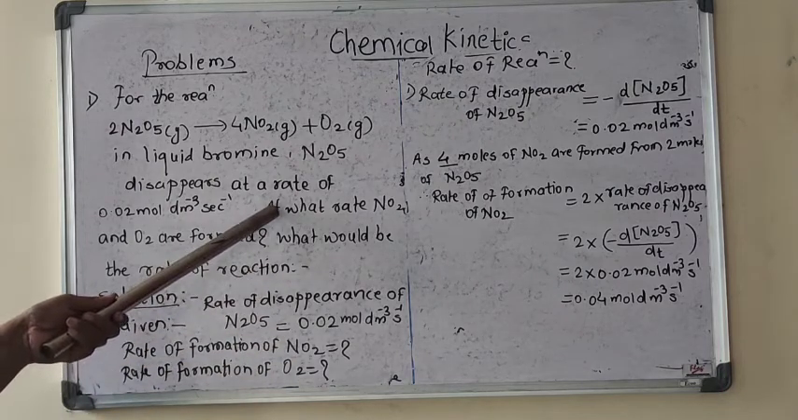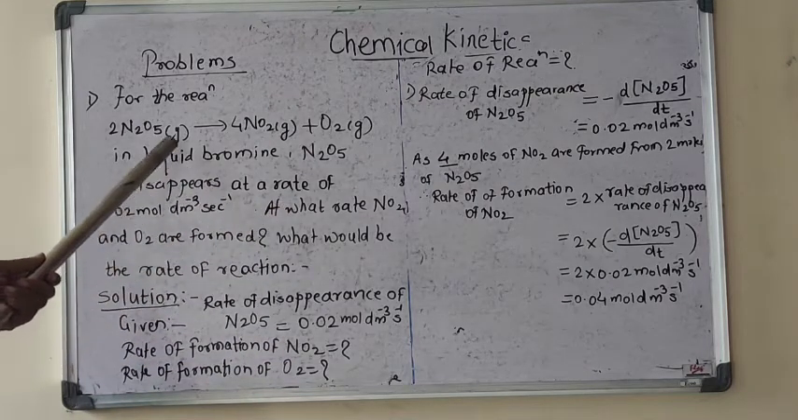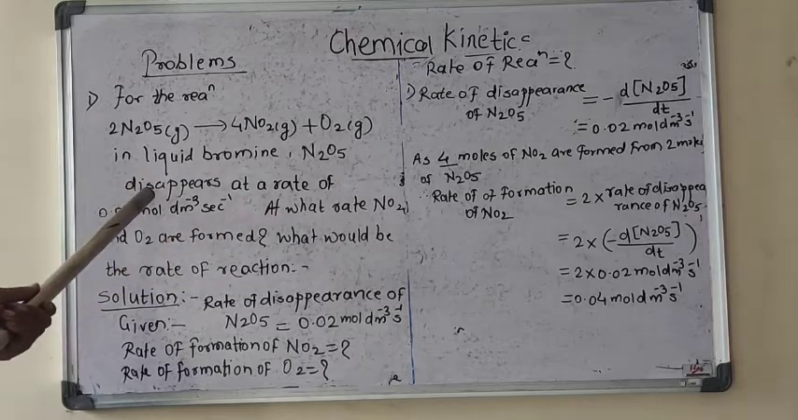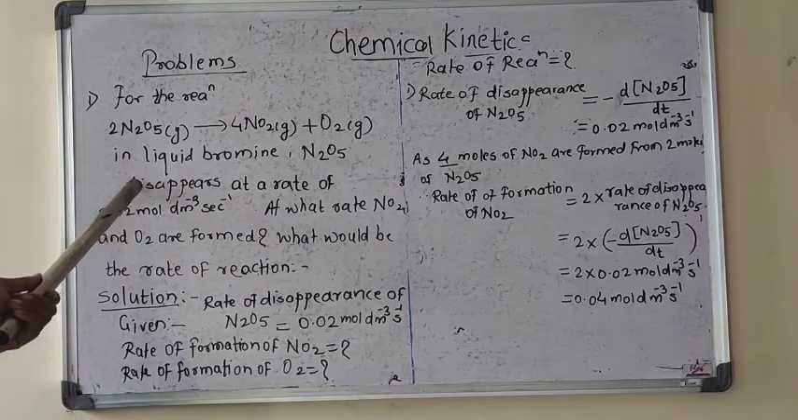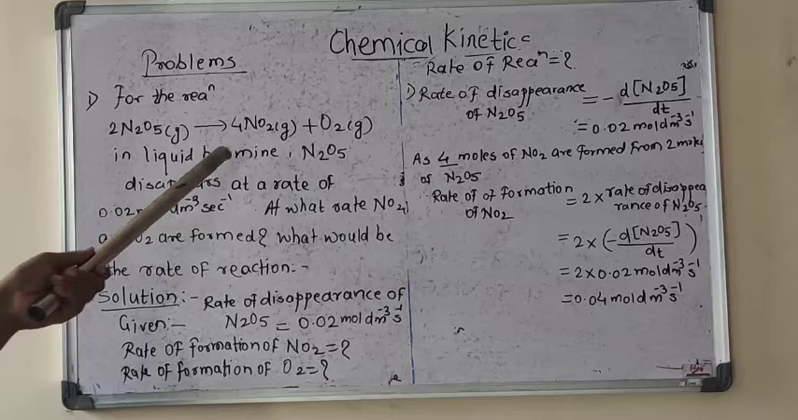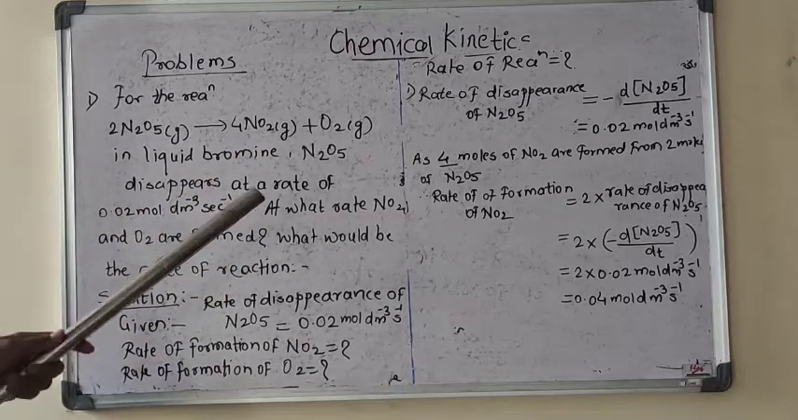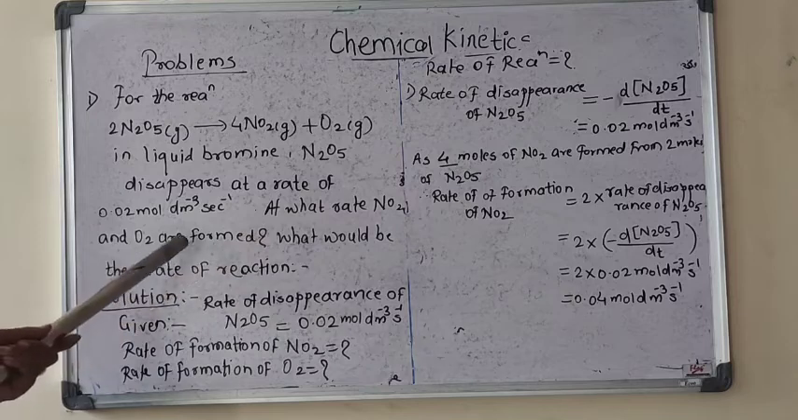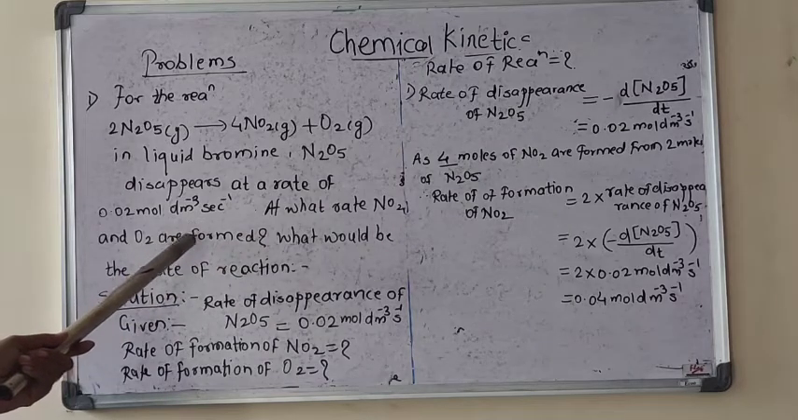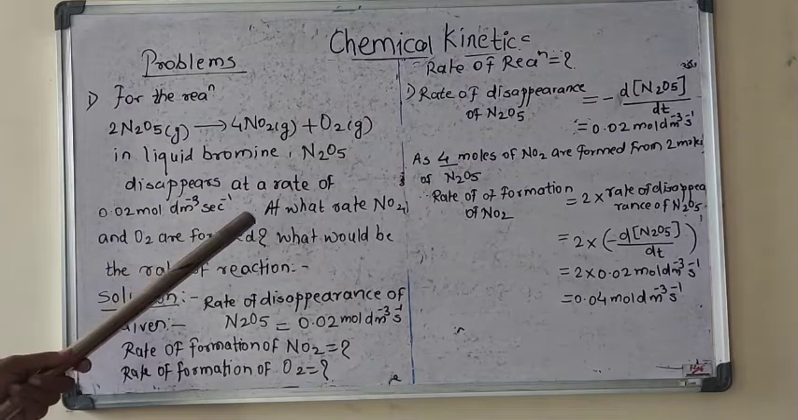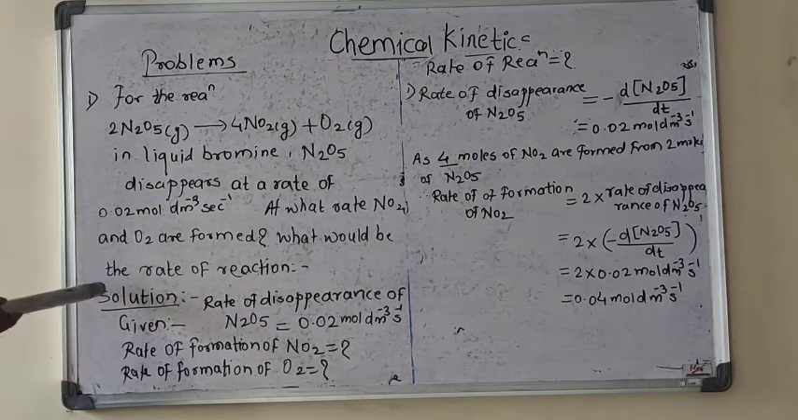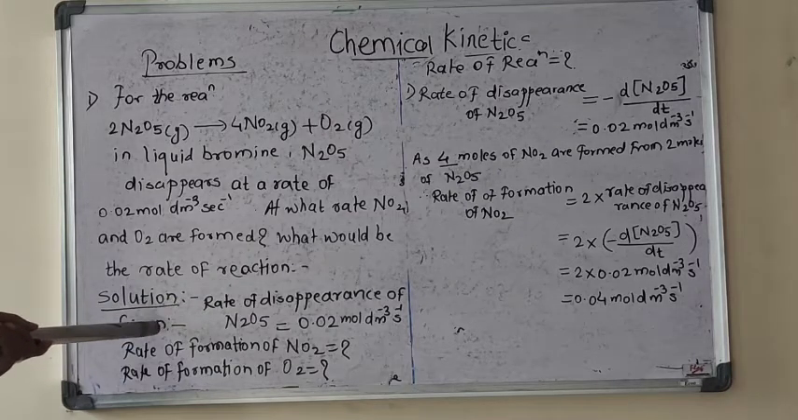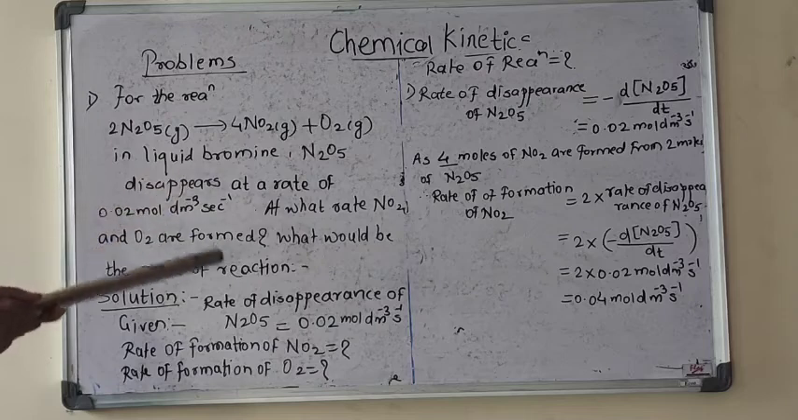So the given is nothing but the rate of disappearance of N2O5, and we are asking about the rate of NO2 and O2 gas which are formed, and also the rate of the reaction. So first we write the solution and the given values which are in the problem.